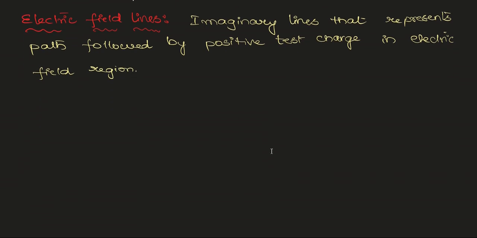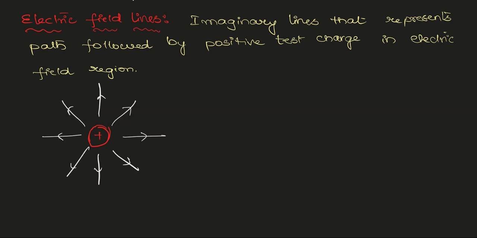So if we are having a positive charge like this, for a positive charge we will get electric field lines as diverging electric field lines. For a negative charge, we will get converging electric field lines.